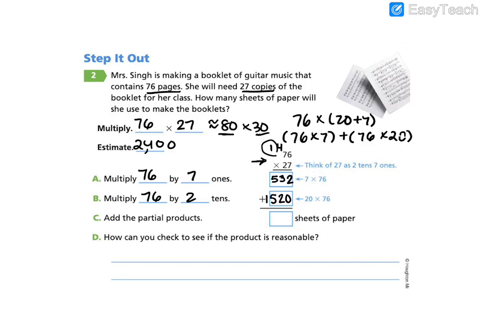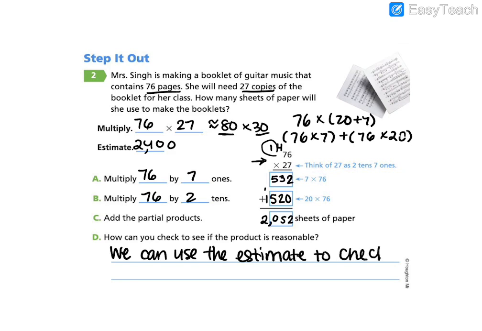Okay, then we need to add our partial products. 2 ones, 5 tens, 10 hundreds, so regroup, 2 thousands. Is this answer reasonable and how can we check? We can use our estimate to check. And does this look pretty reasonable? 2,400 is very close to 2,052.